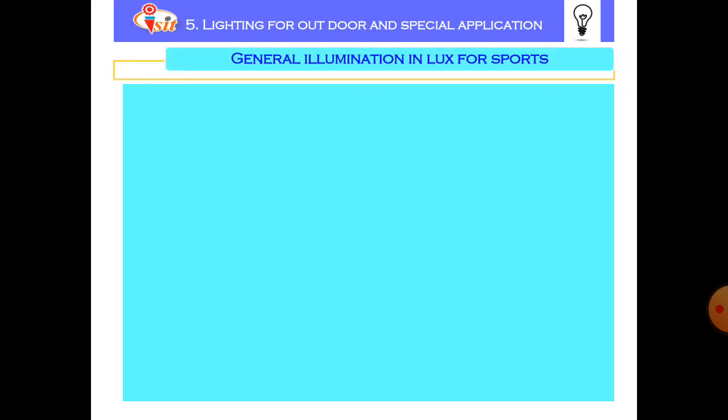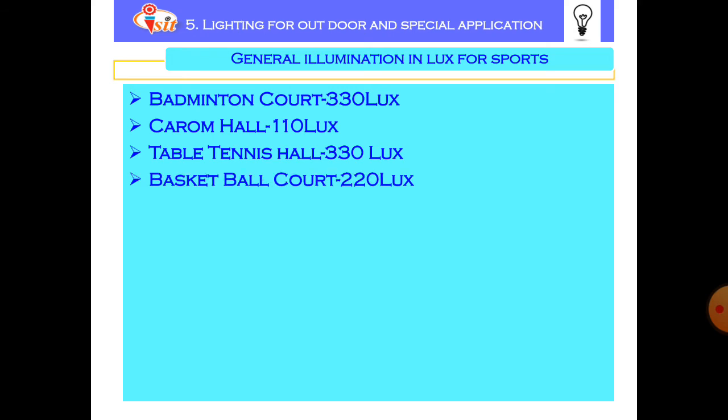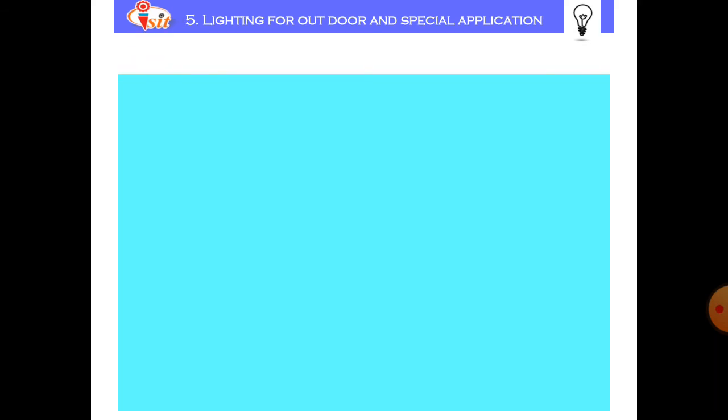The general illumination in lux for sports. For the badminton court, 330 lux is recommended. For the carrom hall, 110 lux is recommended. For the table tennis hall, 330 lux is recommended. For a basketball court, 220 lux is recommended.